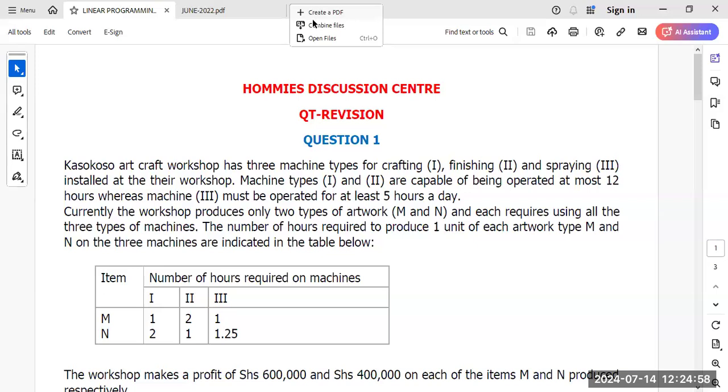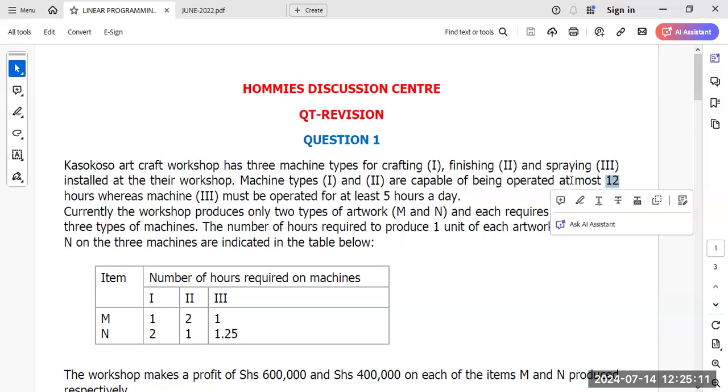It's 12 hours and below. So it means that here you have an inequality: at most 12 hours. But what is this inequality corresponding to? It is corresponding to machine type 1 and machine type 2.